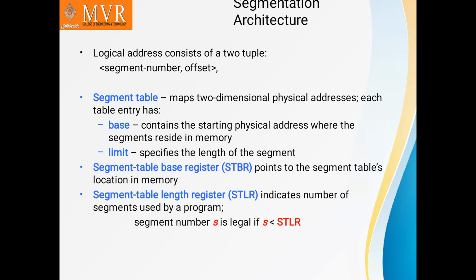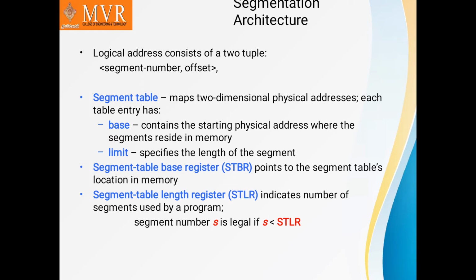And the segmentation architecture consists of two tuples, that is segment number and offset. The segmentation table maps the two-dimensional address to a physical address. Each table entry has base and limit. The base contains the start physical address where the segment resides in memory, and the limit specifies the length of the segment. The segment table base register points to the segment table location in memory, and the segment table length register indicates the number of segments used by the program.